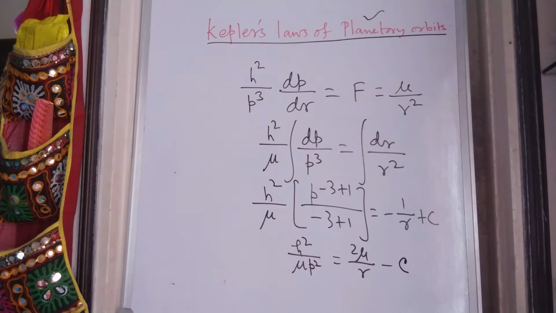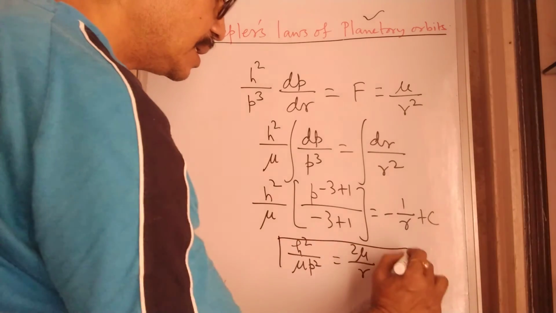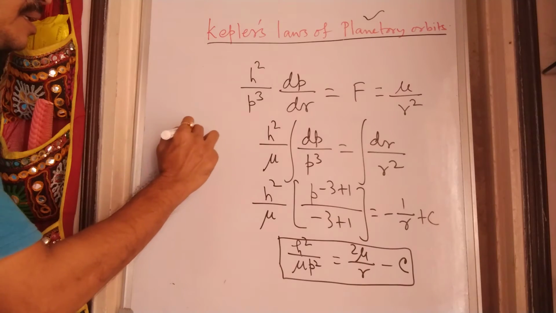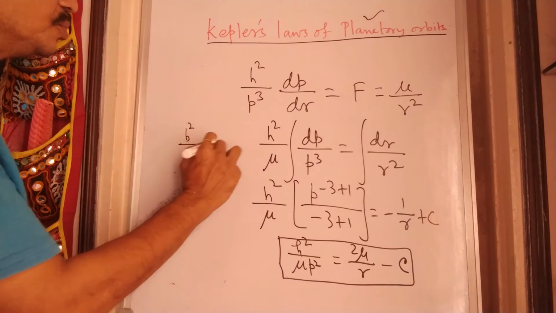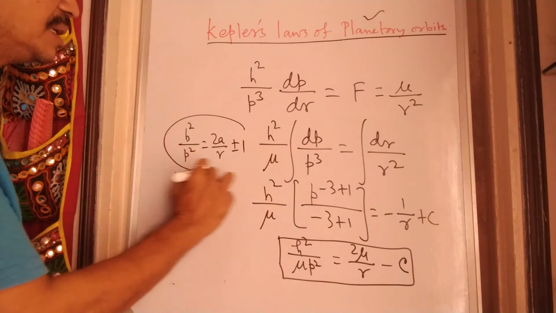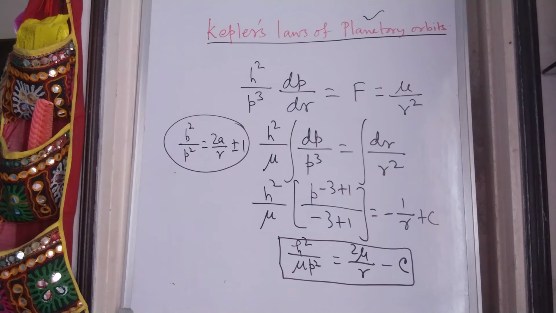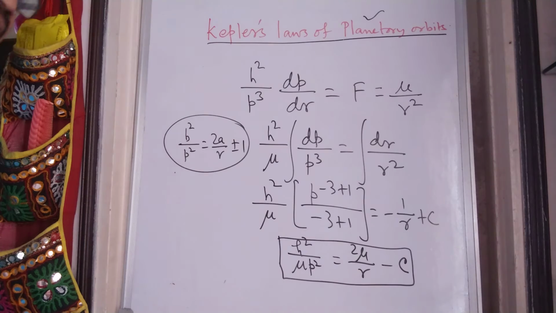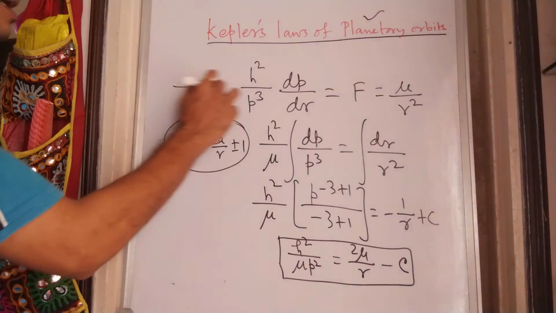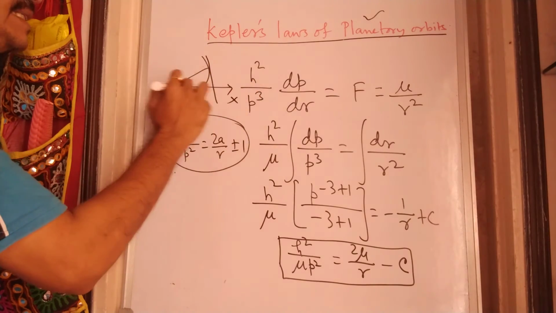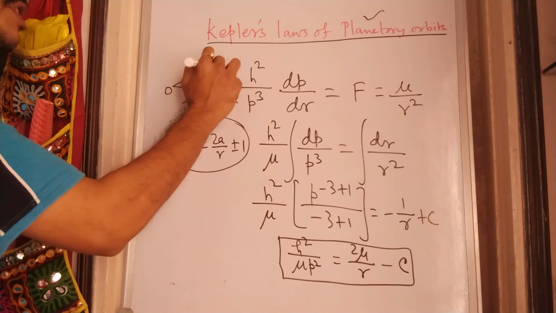And from this equation, comparing with b square by p square equal to 2a by r plus minus 1 as the equation of ellipse or hyperbola in the case of pedal equation, this p is actually the perpendicular upon the tangent from the origin, as we all know.